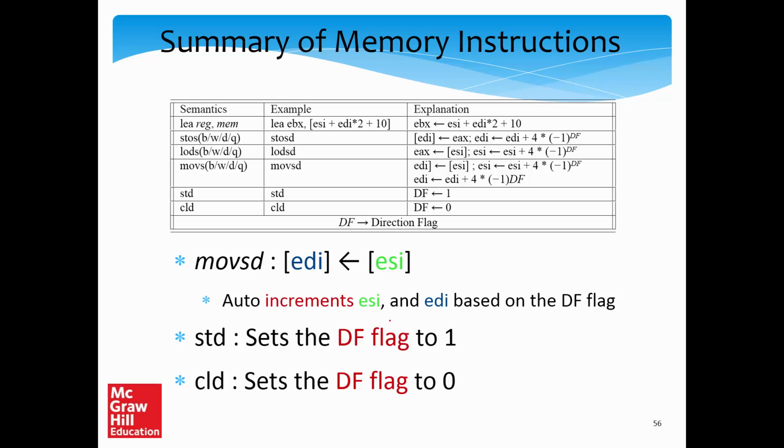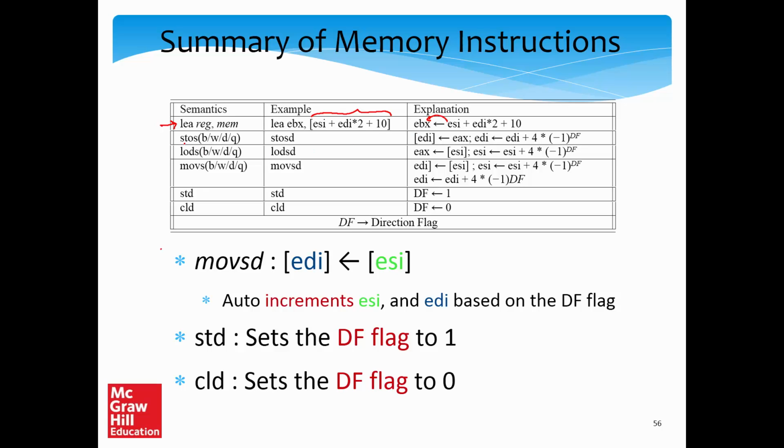So let me summarize the memory instructions. The first instruction that we discussed in this interesting set is LEA. LEA is load effective address. It has a simple form where the first and the only source operand is a memory operand, but we do not access memory. We compute the value of the address and store it in the register.